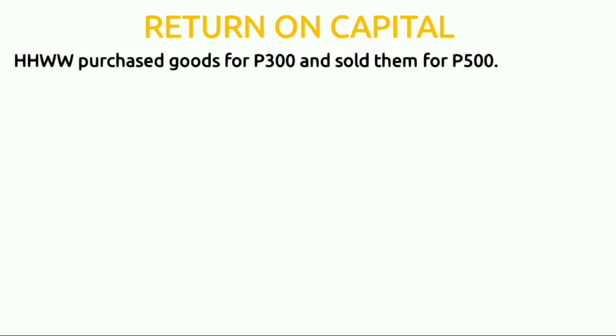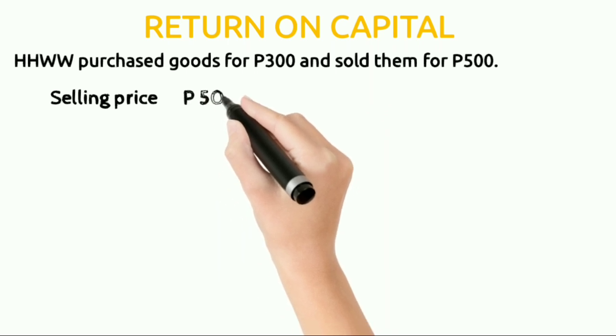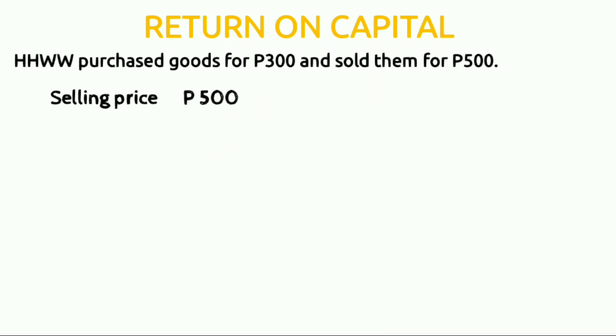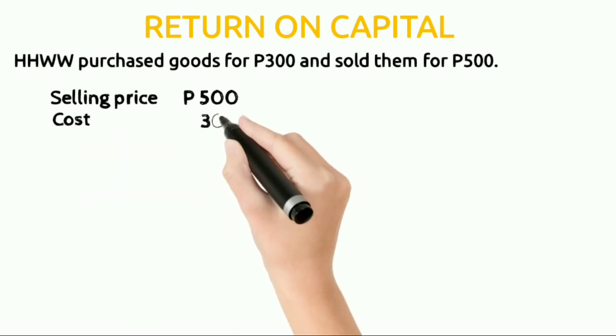Si HHWW, binenta niya yung goods na binili niya for 500 pesos. Meaning to say, ang selling price niya ay 500 pesos. Before siyang nagbenta, bumili muna siya ng goods worth 300 pesos. Yun yung nagastos niya for purchasing the goods at ang tawag doon ay cost. So the cost is 300 pesos.